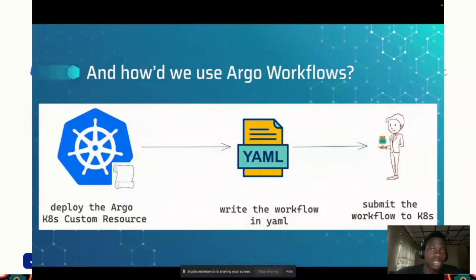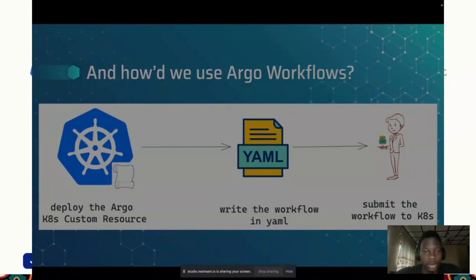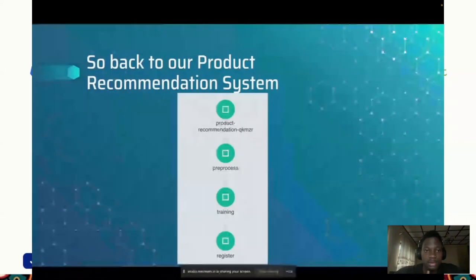So you deploy Argo Workflows on Kubernetes. It's like a Kubernetes custom resource. You deploy it on Kubernetes, and you write your workflow in YAML. You can also write it in Python, then compile it down to YAML. Then you submit your workflow to Kubernetes, and Kubernetes starts the workflow. We're going to see that in a bit.